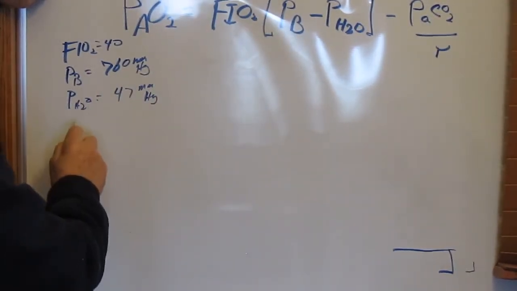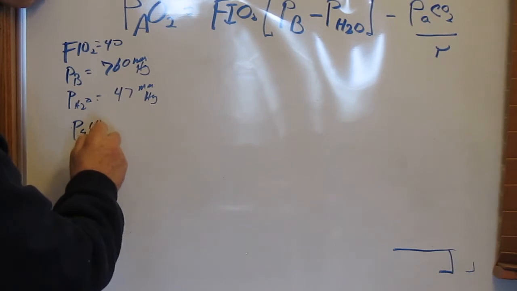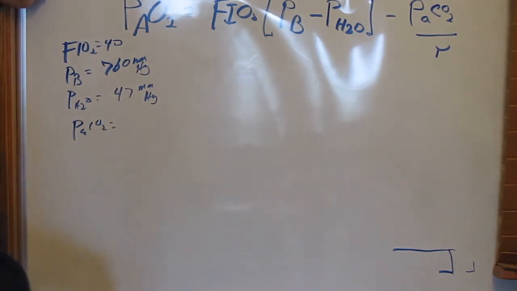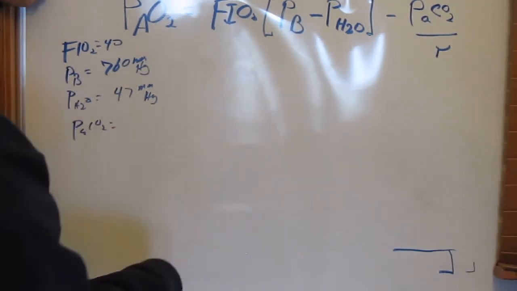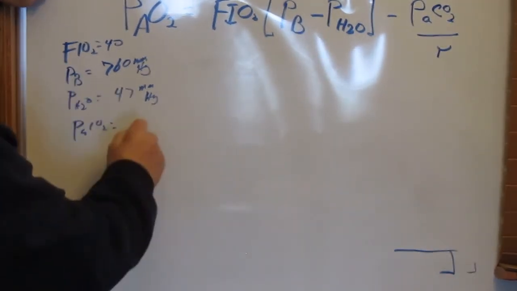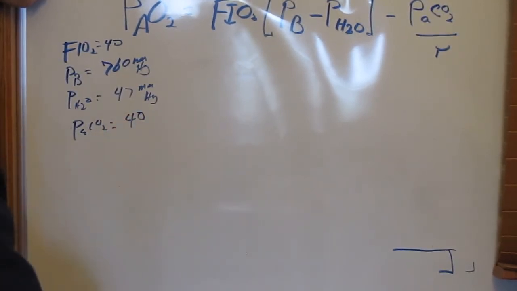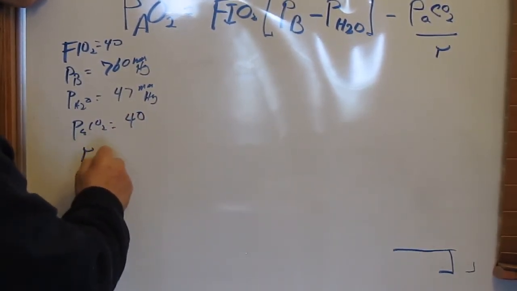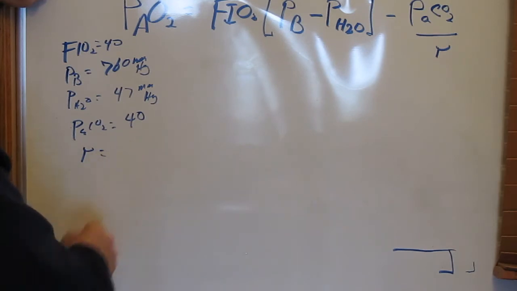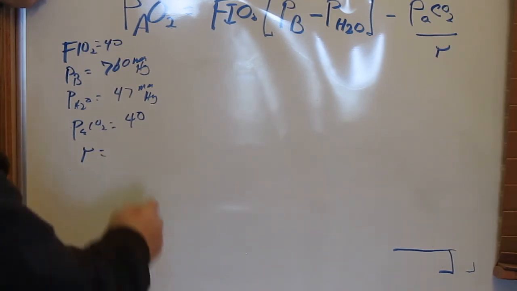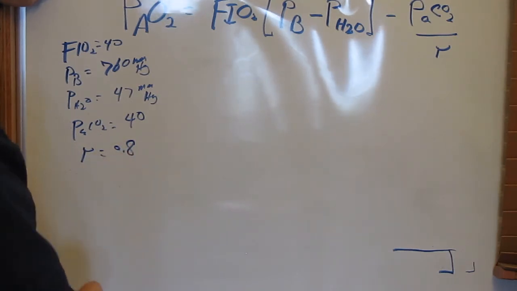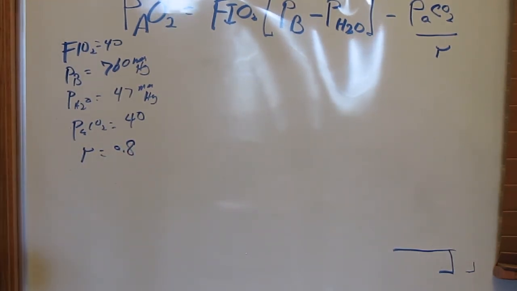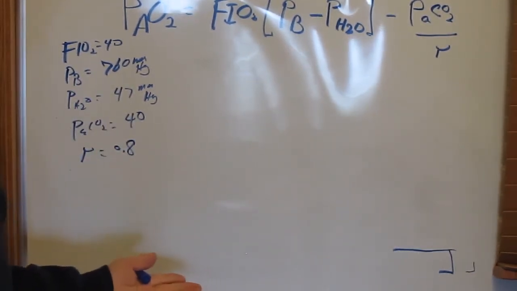PaCO2, little a, is obtained from our blood gas results, and let's say a normal CO2 is 40, and R, the respiratory quotient, must be given to you. The normal is 0.8. And then you just plug these numbers in.